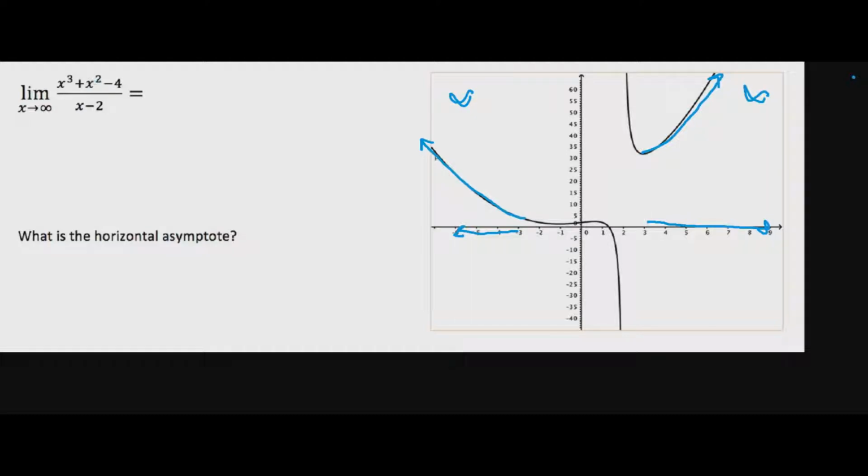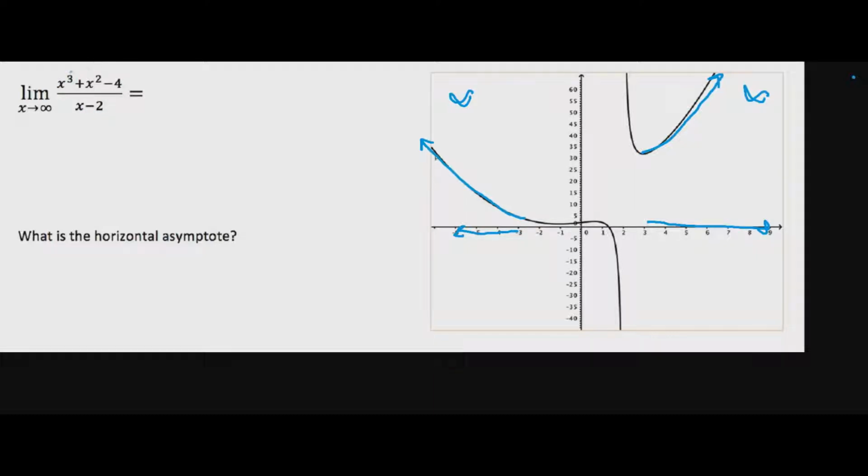Usually, whether you go to positive infinity or negative infinity, your end behavior will be the same from the left and the right for the most part. Look here: if I plug in a million or a billion into this function, this -4 is insignificant, and so is this -2. It's not going to affect our function. So when we are looking at end behavior, limits as x approaches infinity, we only care about the highest degree on the numerator and the highest degree on the denominator.